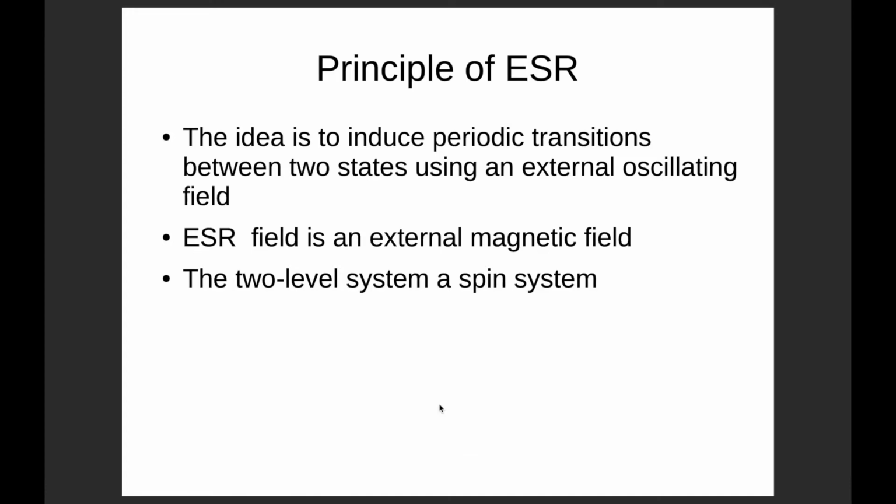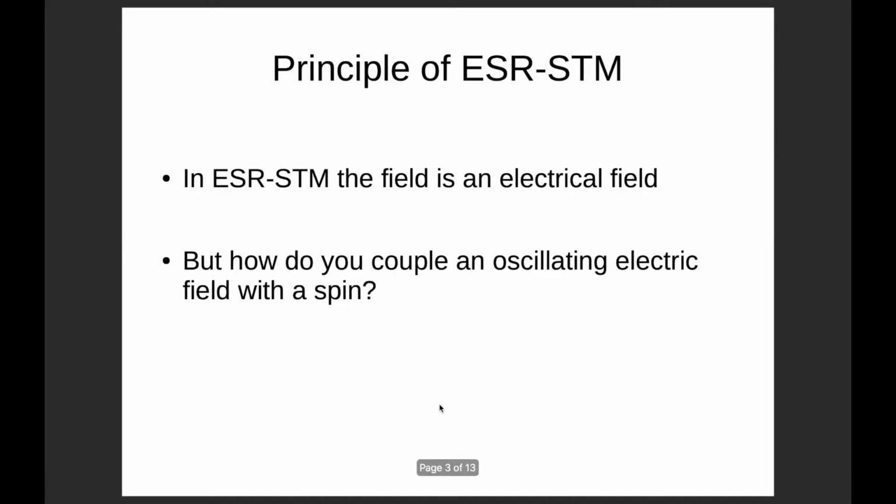Usual electron spin resonance is based on inducing periodic transitions between two states. Now, in electron spin resonance, the field is an external magnetic field. The two-level system is a spin system, so they naturally couple together, and it is possible to induce dynamics between the two states using this external magnetic field that is changing in time. When you're using an STM, the electric field is the one that is modulated in time. The problem is, how do you couple an oscillating electric field with a spin?